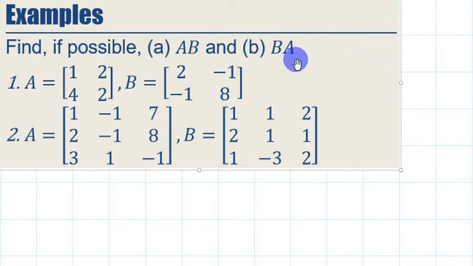This time, let us have examples for matrix multiplication. So, we're given two sets of matrices A and B. Find, if possible, AB and BA. Pause the video and try to see if you'll be able to perform these given operations.